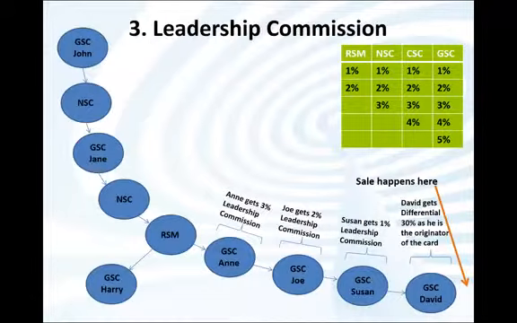Notably, the RSM and the NSC further up line don't qualify for leadership commission on this particular sale, as it's too far away from them in terms of qualification. RSMs on the green table only receive 2 levels of leadership commission, and NSCs qualify for 3 levels of leadership commission. Therefore, on this particular sale, just below GSC David, the robot bypasses non-qualifying members, as it looks for who to pay the 4% and the 5% to.